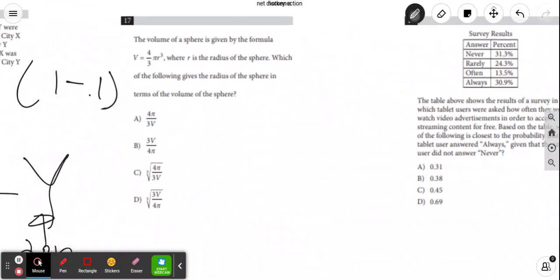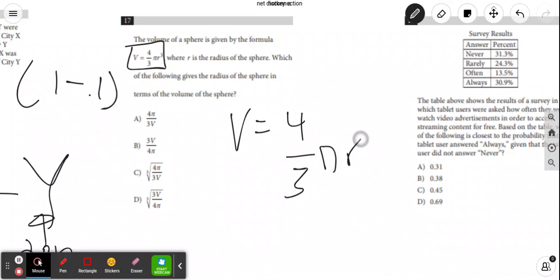Let's move on to 17. The volume of a sphere is given by the formula V equals 4/3 pi r cubed. You should know that. They might not always give that to you. Where r is the radius of the sphere. Which of the following gives the radius of the sphere in terms of the volume of the sphere? Okay, so for this one, you have to isolate for r. So V equals 4/3 pi r cubed.